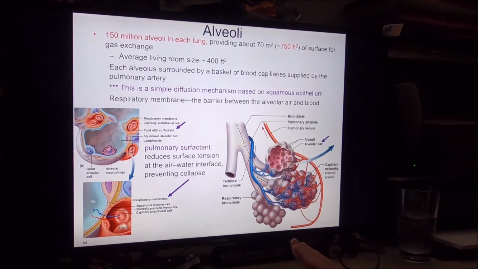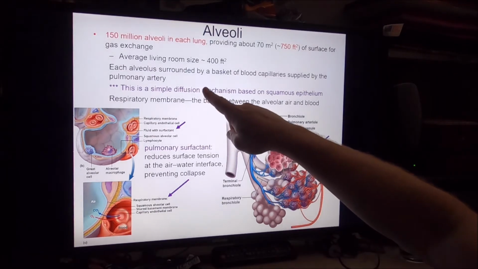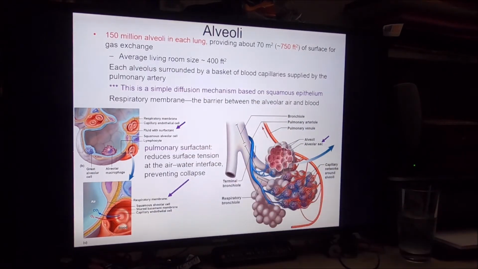And that really decreases the surface area so you can't get oxygen into your tissues as well. All right, so we got our air sacs. We know they're alveoli. We know that this is a diffusion-based mechanism. Let's talk a little bit about surfactants.